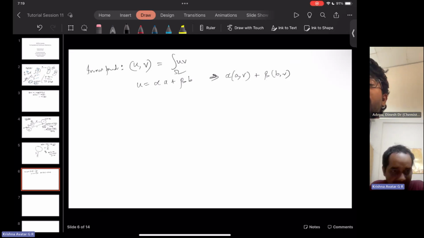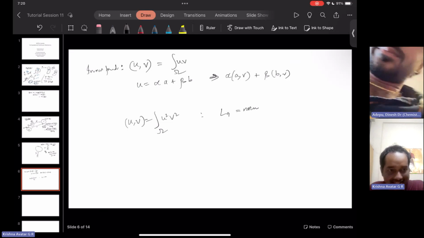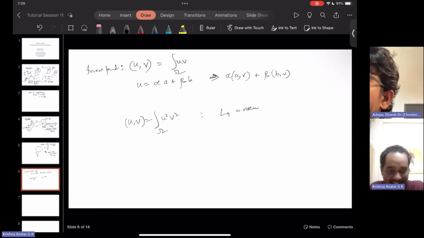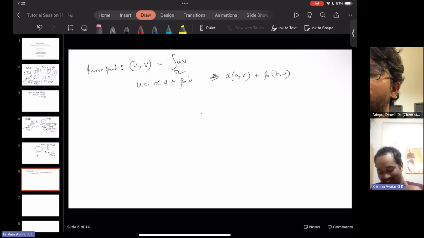So had this not been the case, say what if the product of U and V is equal to U squared times V squared, then it actually becomes what I was telling, some L4 norm. In that case, this linearity won't hold anymore. So that is the reason we always take L2, which has all the properties that we need for the definition.